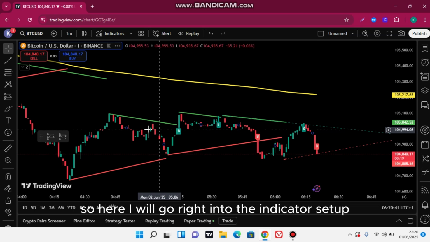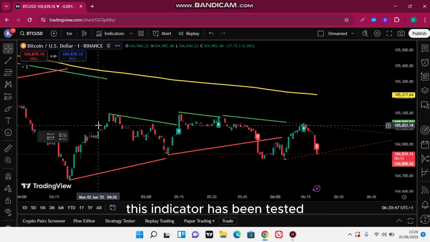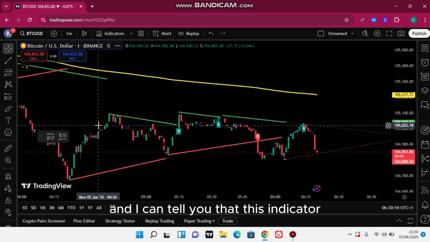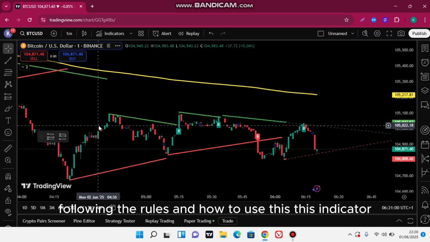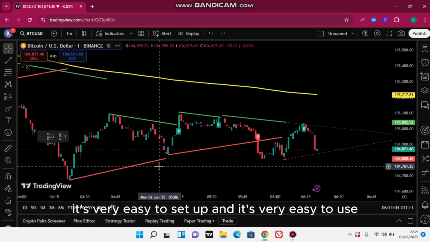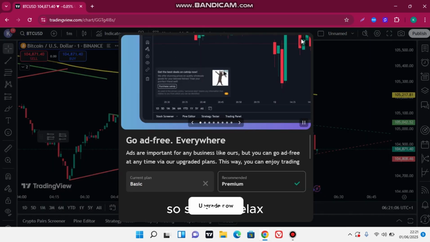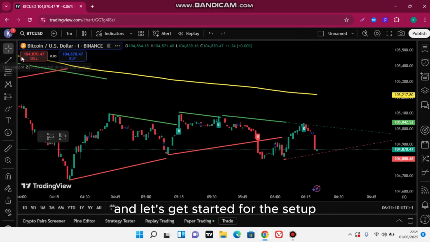So here I will go right into the indicator setup for you guys to see and understand how to use this indicator. This indicator has been tested more than 100 to 500 times, and I can tell you that this indicator can give you more than 85% win in the market following the rules and how to use this indicator. It's very easy to set up and it's very easy to use. So sit back, relax. This is Pulse with Jam, and let's get started with the setup.